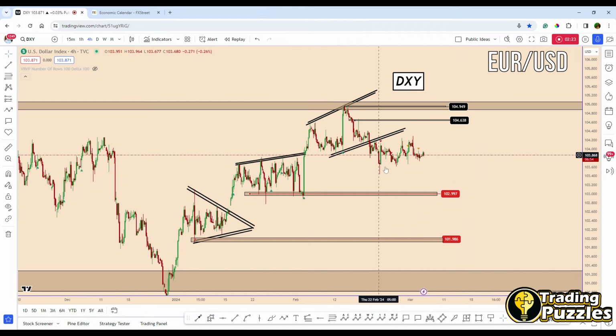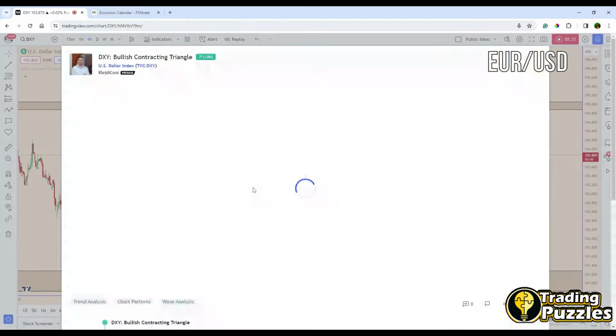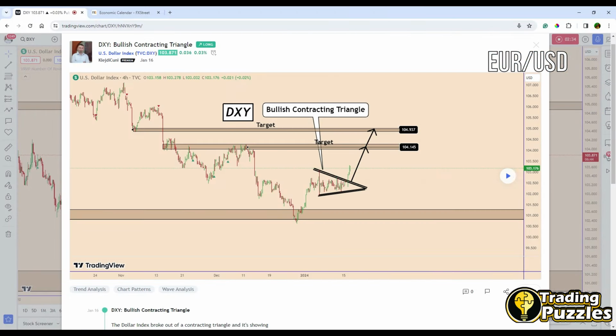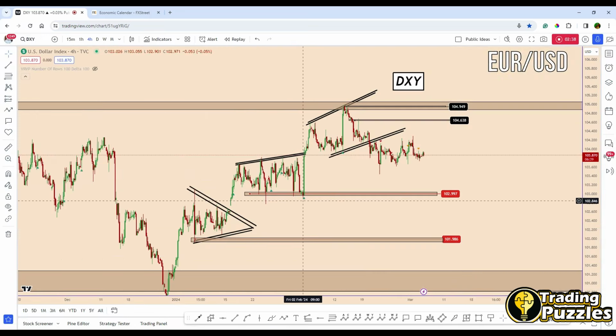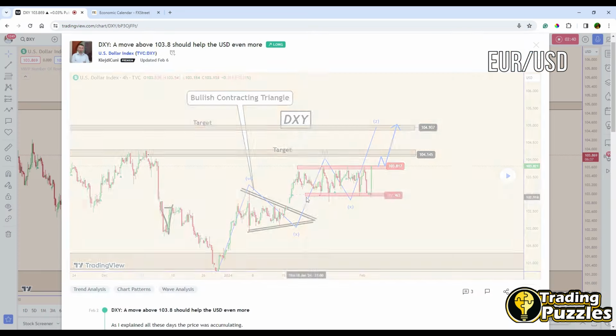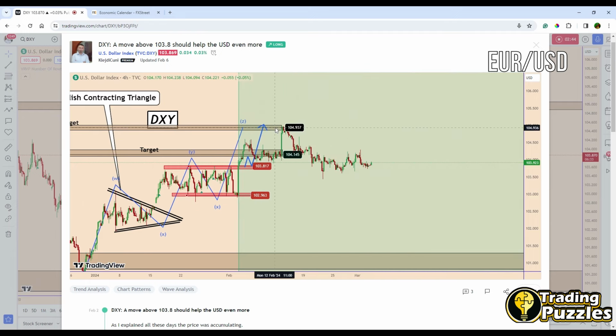So we have seen DXY before, since the price broke out from this triangle pattern here and later increased. This was the first forecast that we had previously. The price reached the targets, and it was posted also at this point, and the price increased again.